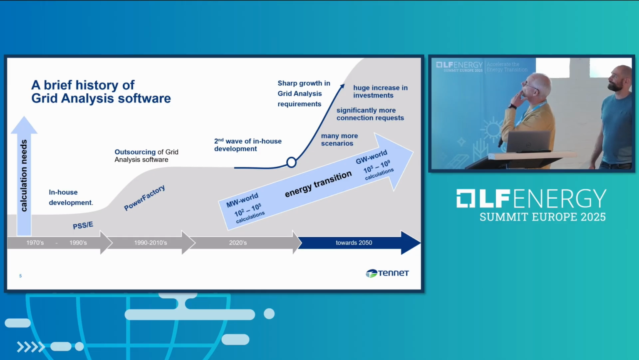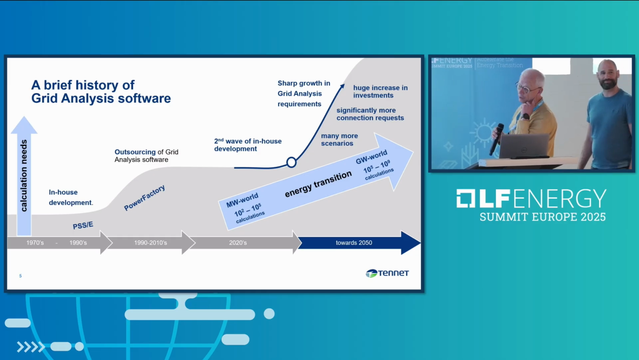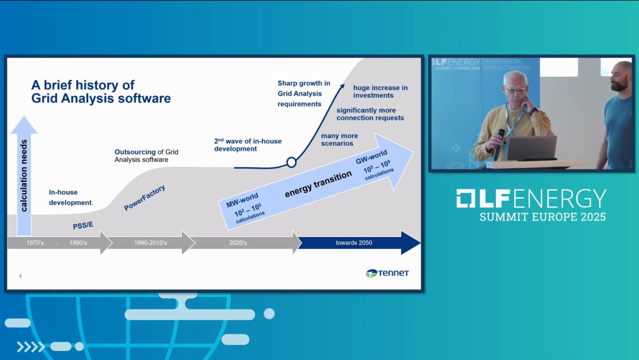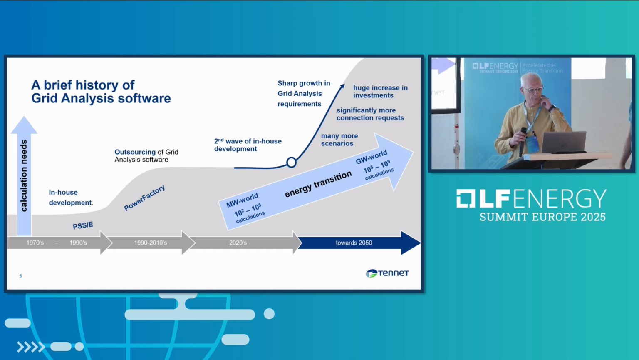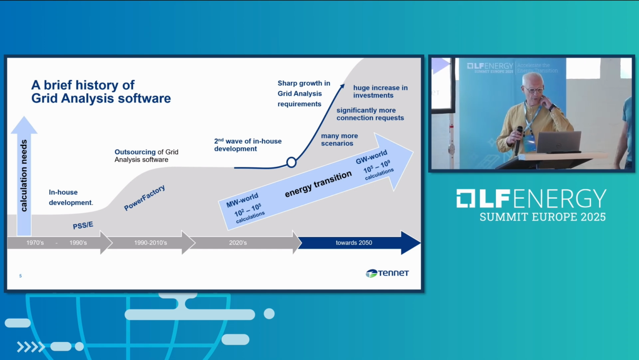The reason for that is, of course, the sharp growth in grid analysis requirements, huge increase in investment, significantly more connection requests, and the whole world is changing. We're going from a megawatt world into a gigawatt world, and that means that we cannot do network planning with a few thousand load flows. We have to do billions of load flows now, and the software that we can buy is just not fast enough.